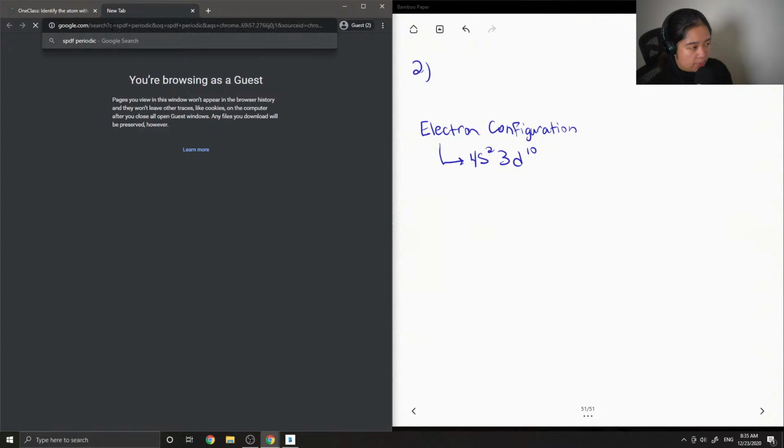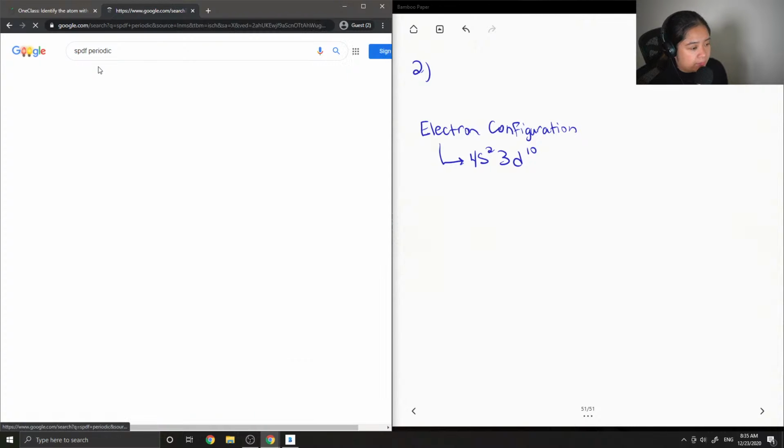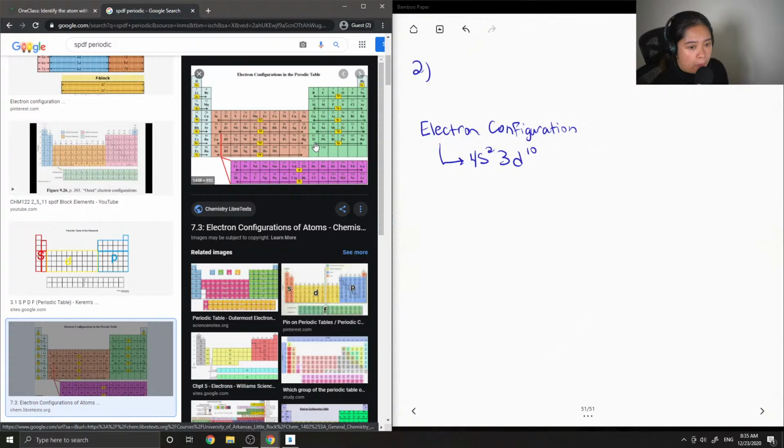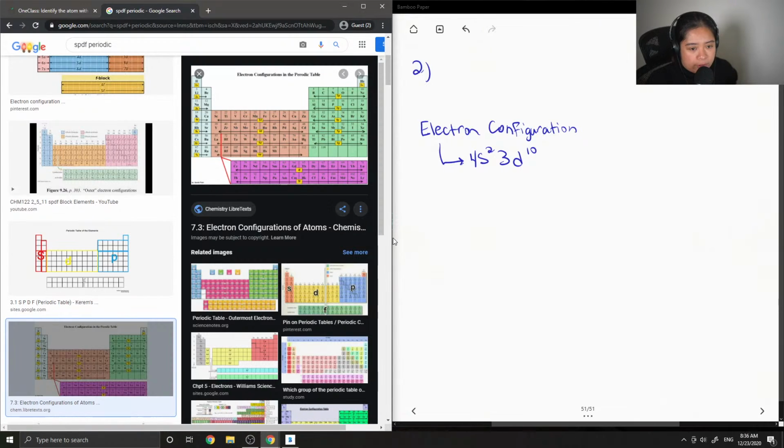So let me just look up a periodic table with all of the different blocks colored in. Okay, so 4s2, you can see here is row 4 containing the potassium and calcium. And then if we count 10 in the transition metals D block section, you'll see that we end up at zinc. So therefore, the element with the ground state electron configuration of 4s2 3d10 is zinc.